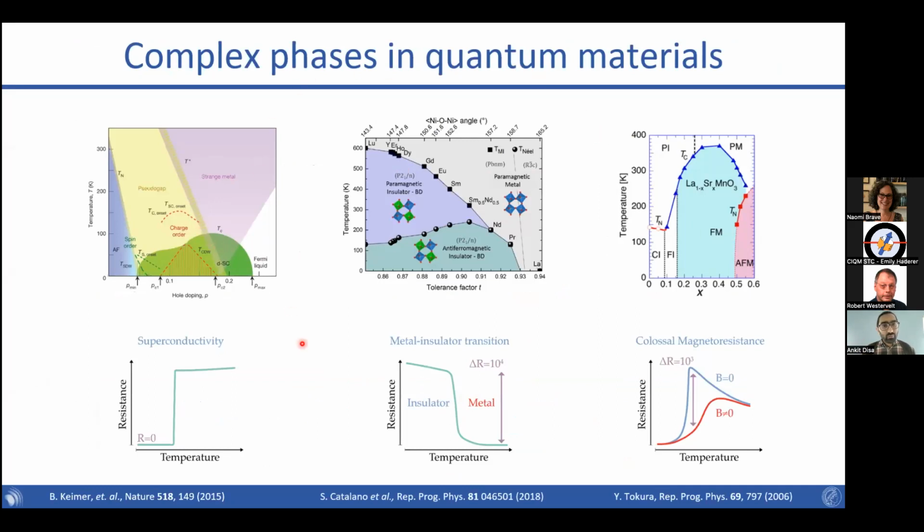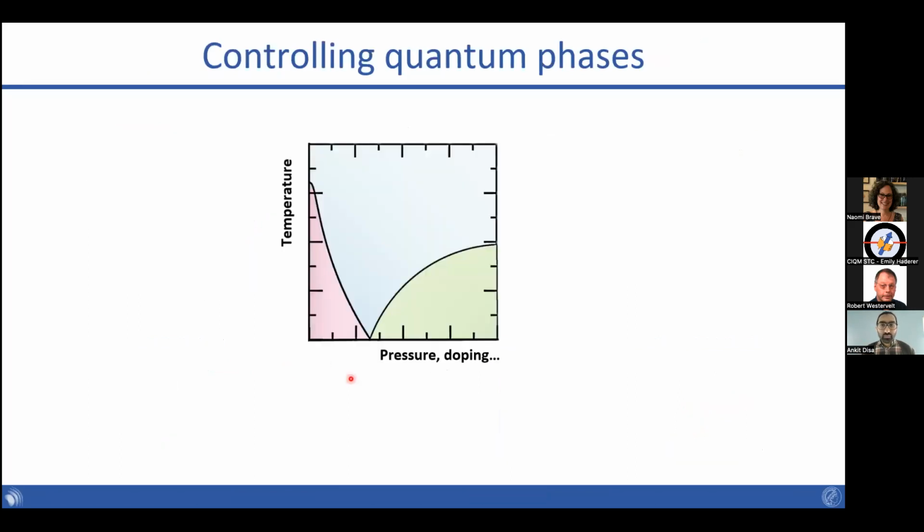And these are some of the more famous examples: cuprates, nickelates, manganites, just to show you the complexity of these systems. And the fact that, in some sense, regardless of the actual material that we choose, there always seems to be an enormous amount of complexity in the phase diagrams of these materials. And so this is something we want to take advantage of.